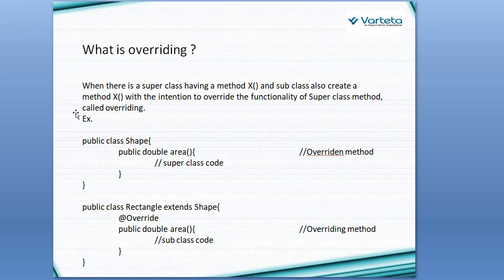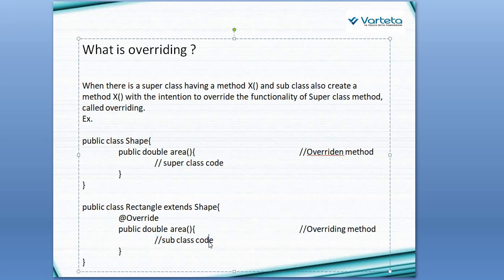As you can see in the example, this is a class Shape having a method area, and this is a Rectangle class that is extending the Shape class, and it has overridden the method area. Now we can change the functionality of the superclass method here, and use it as per our convenience. What functionality is required, we can put here and then use it. So that is the concept of method overriding in Java.